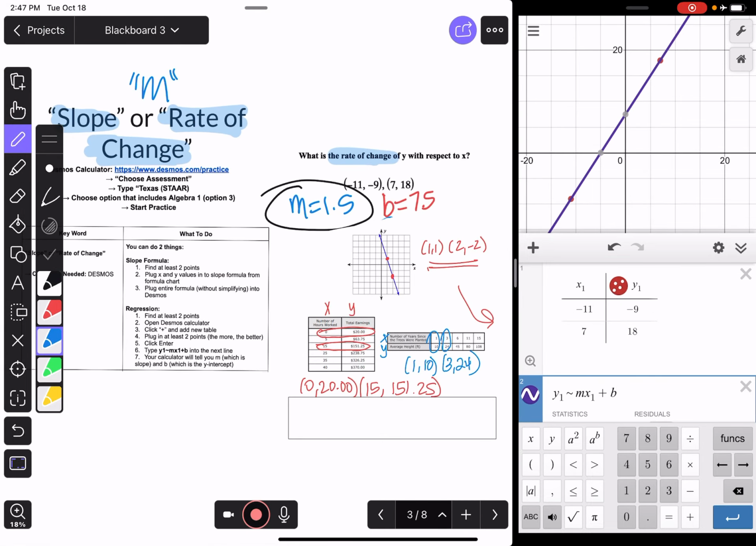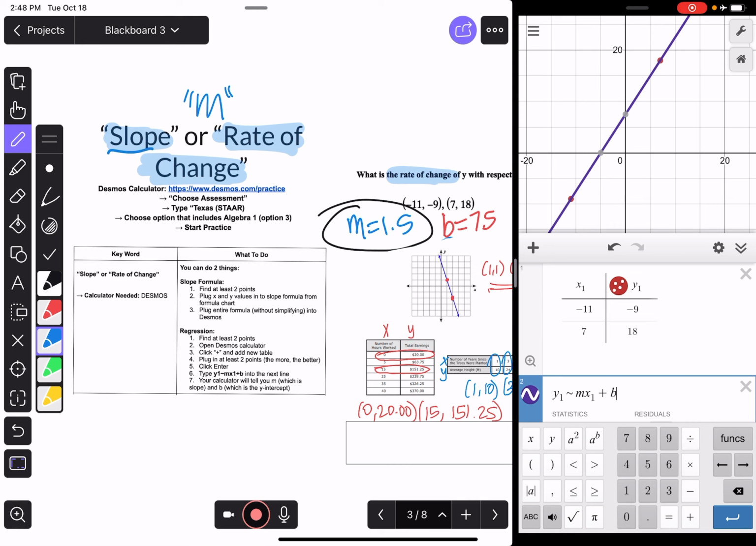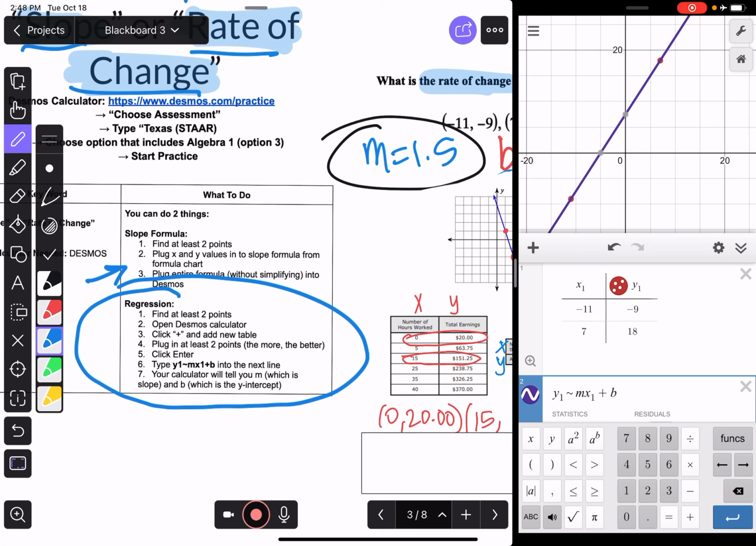So just a quick review. If we see the word slope or rate of change anywhere inside of a STAR problem, unless we feel really comfortable with the slope formula. So if you feel really comfortable with the slope formula, you can use that method. However, I suggest using the regression formula for a couple of reasons. One, you'll make fewer mistakes. Two, it actually finds your slope and your y-intercept. So no matter what the question is asking for, you find 2 things, versus your slope formula will only find the slope.